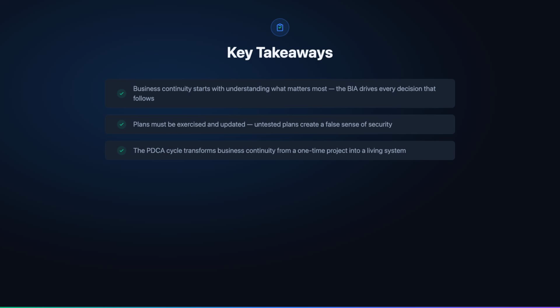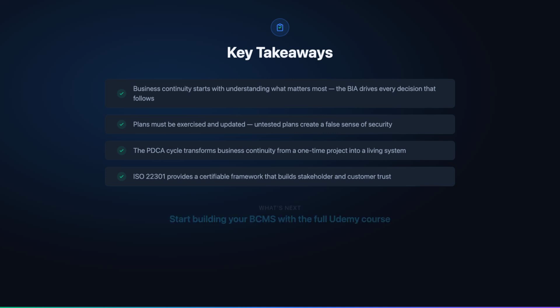Through audits, management reviews, and corrective actions, your BCMS improves with every cycle and adapts to changing threats. And fourth, ISO 22301 provides a certifiable, internationally recognized framework. Certification demonstrates to customers, regulators, and partners that your organization takes resilience seriously. In the full course, you'll get the templates, checklists, and step-by-step guidance to achieve it.